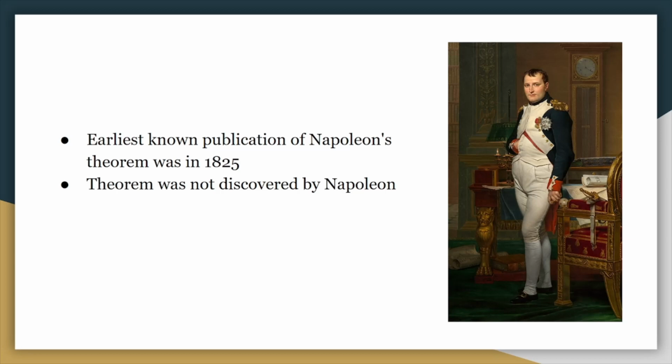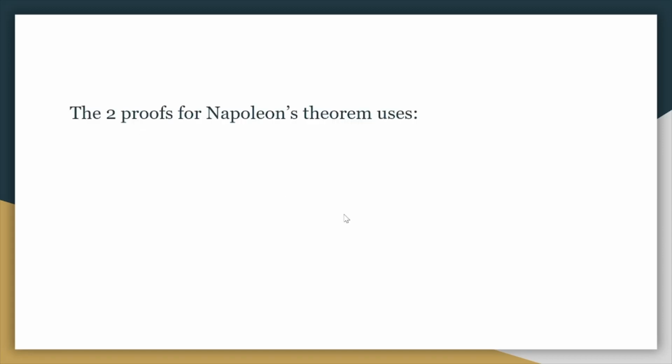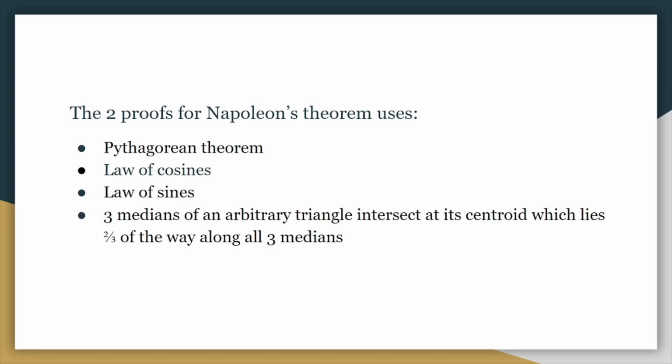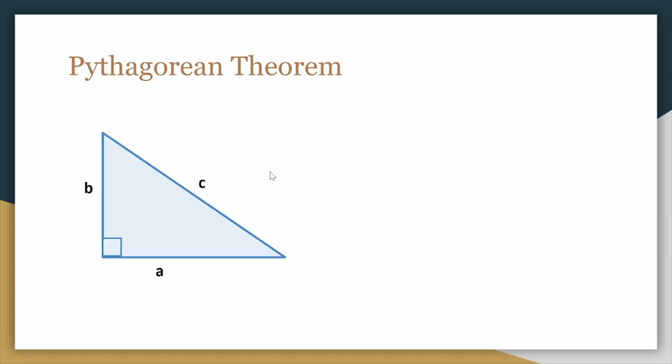But we're going to have to prove a few things first that we'll have to use later on when proving Napoleon's theorem. We'll be proving the Pythagorean theorem, the law of cosines, the law of sines, and the fact that the 3 medians of an arbitrary triangle intersect at its centroid, which lies 2/3 of the way along all 3 medians. The proof for these 4 facts may use congruent and similar triangles. For those that need a refresher on congruent and similar triangles, we will cover that towards the end of the video. Now, we'll first start out by proving the famous Pythagorean theorem.